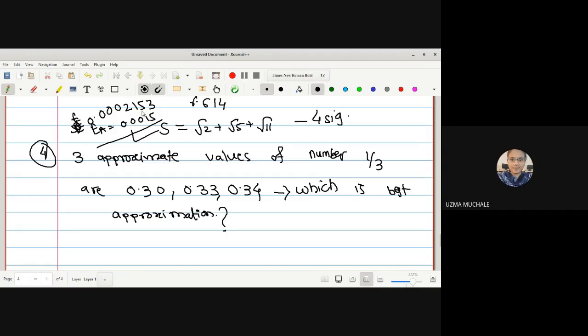Have the others solved it? What is the value of relative error? Rather, first tell me what is the sum after getting 4 significant digits. Yes, 6.967. Okay. Simply you have to divide 0.0015 by 6.967 and you may get this value. Okay.